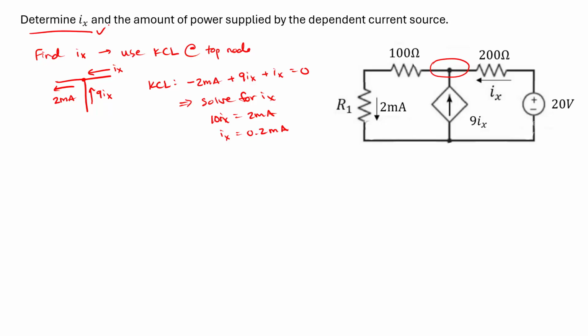Next is to find the power supplied by our dependent current source. Well, we know that power is given by current times voltage. We know that we have a current of 9Ix, so that's easy to find. But this voltage, the voltage of our 9Ix source, can be found using node analysis, or by using a node equation.